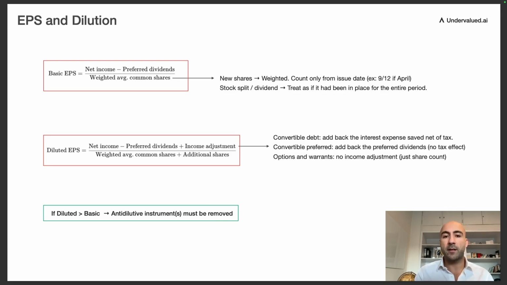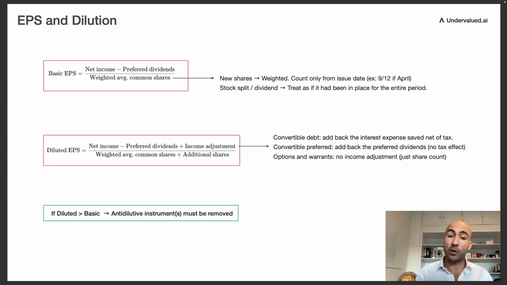Why? Because if suddenly you convert a debt into common shares, then you're no longer paying the interest on this debt, right? So the numerator, the net income, changes. But the denominator, the shares, also changes, because now you suddenly have more shares. Now you have different cases.